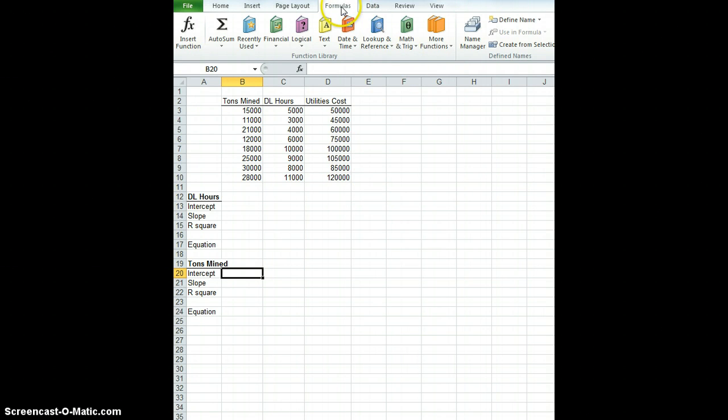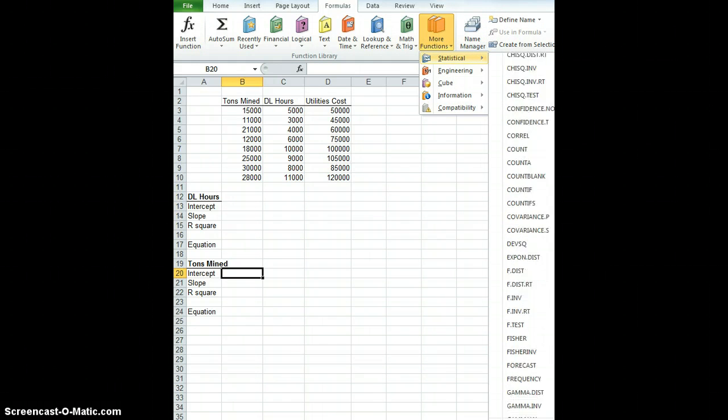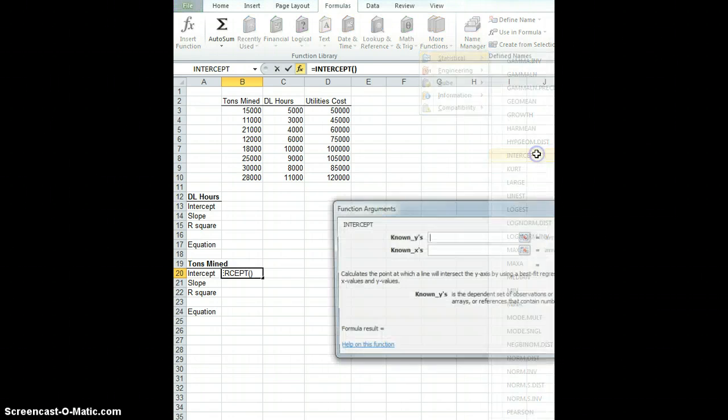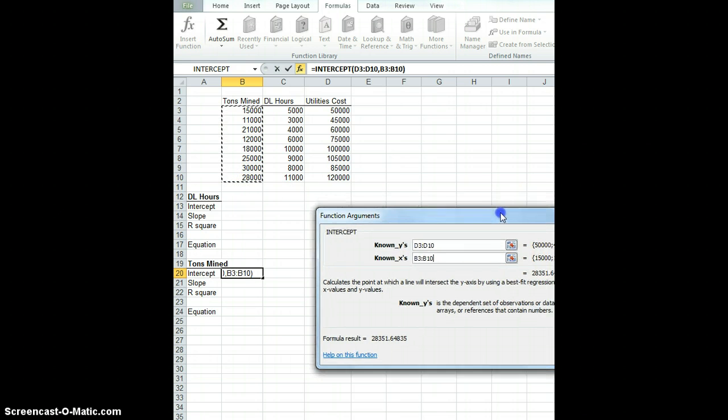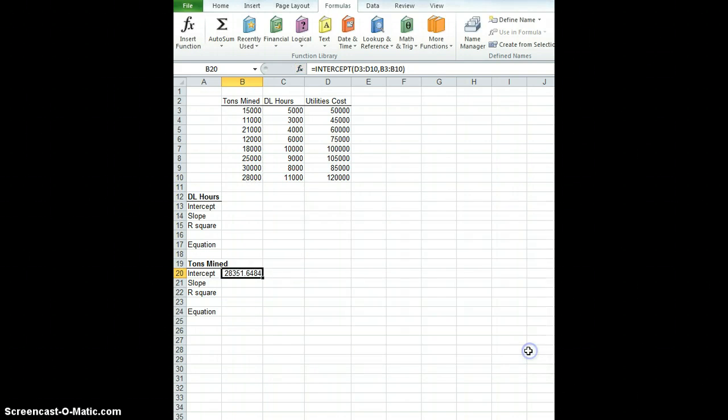In order to do this, we go to Formulas, More Functions, Statistical, and we're first going to calculate the intercept. If you recall from Monday evening, the intercept is the letter A, or the fixed cost. We scroll down to Intercept. Our Y's are utility cost, and our X's are tons mined. I then click OK, and I get a fixed cost of $28,351.65.